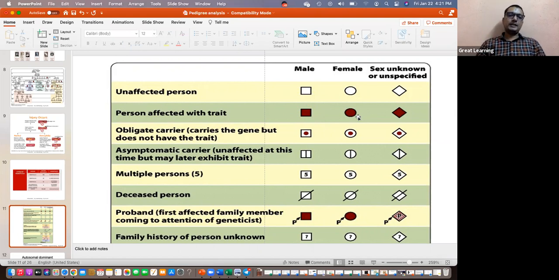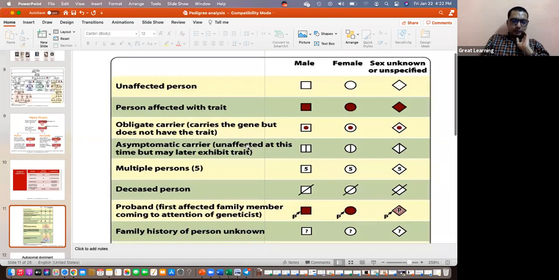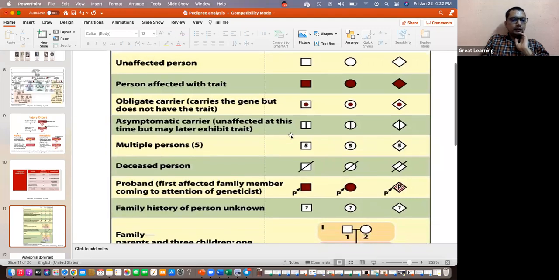Okay, next come the carriers. Someone who doesn't show the problem, doesn't show the symptom, but carries the mutation, right? So what do you do? You put a dot, something in between. If they are carriers, you put a dot in the center of the square or circle. A dot means they're a carrier. They're not affected, but they carry the mutation. So ignore the next one, and even this one is not needed for our cases.